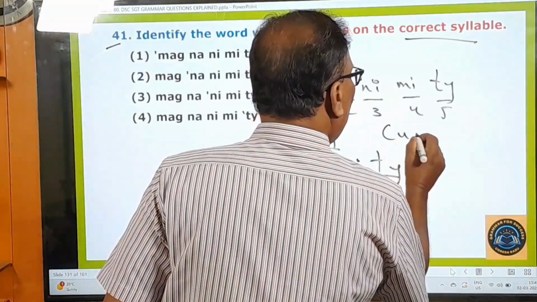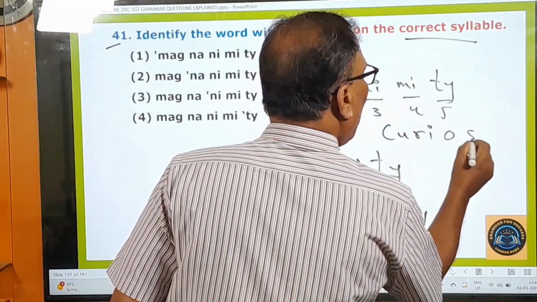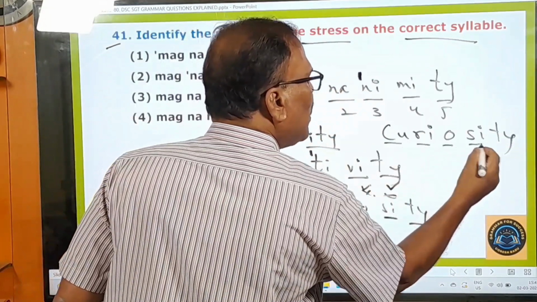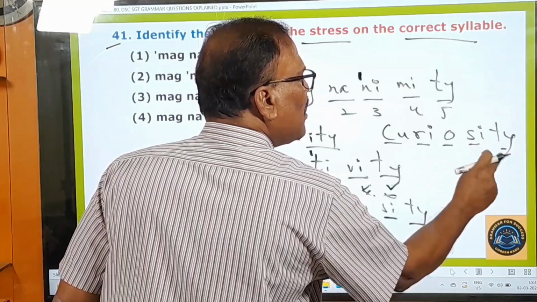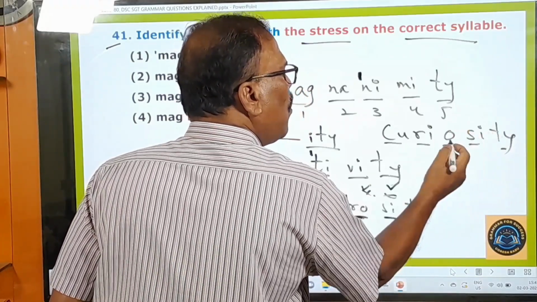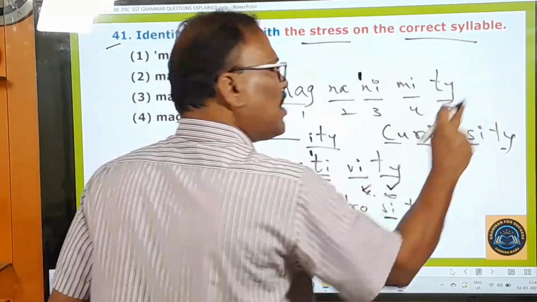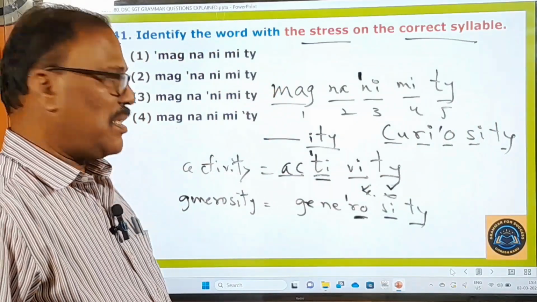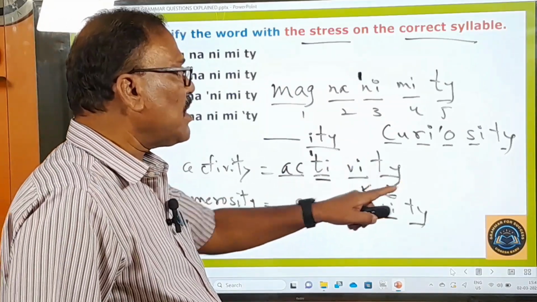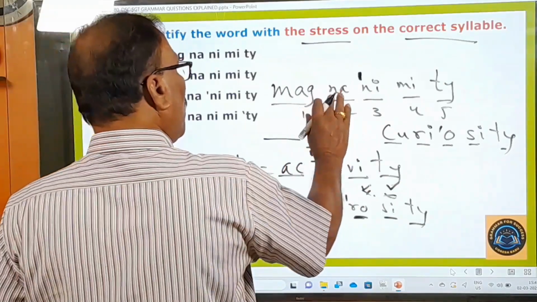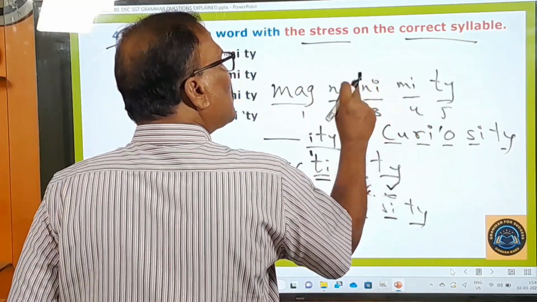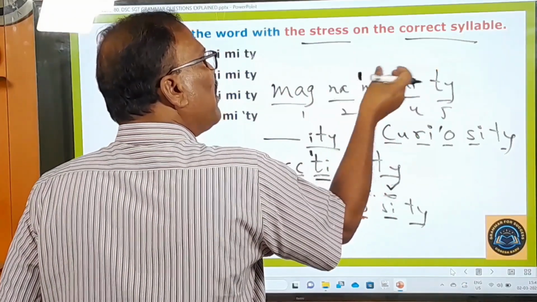Similarly, curiosity is there. Where is the suffix? The suffix is in these 2 syllables. So what is the syllable that is preceding the suffix? Therefore you have to say curiosity. Okay, activity, generosity. So in this way, this is the rule. According to that rule, you have to use the stress on the syllable preceding the suffix.